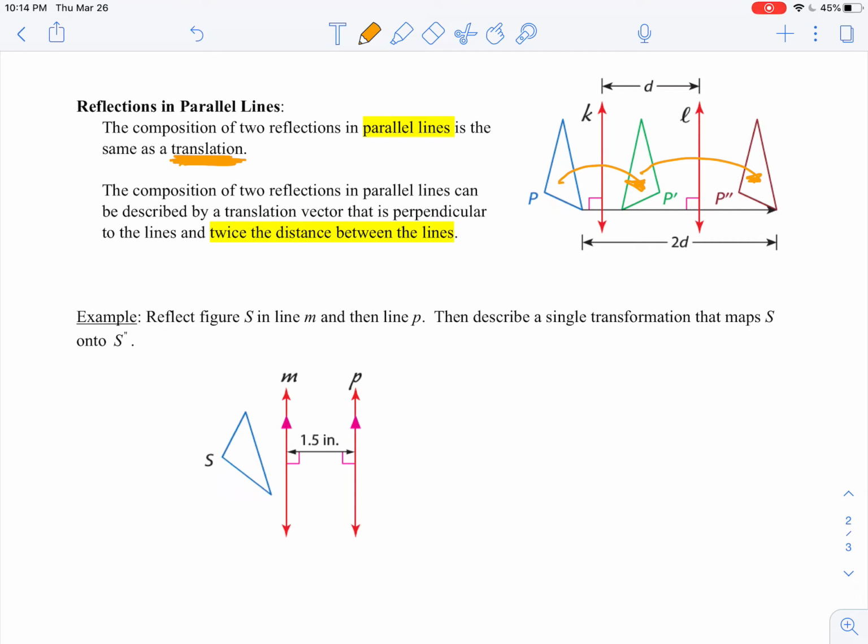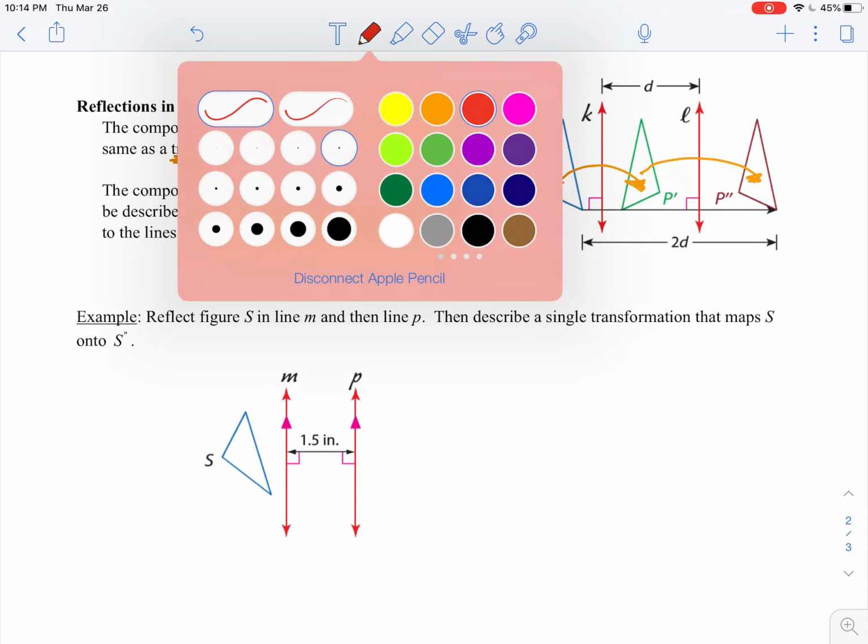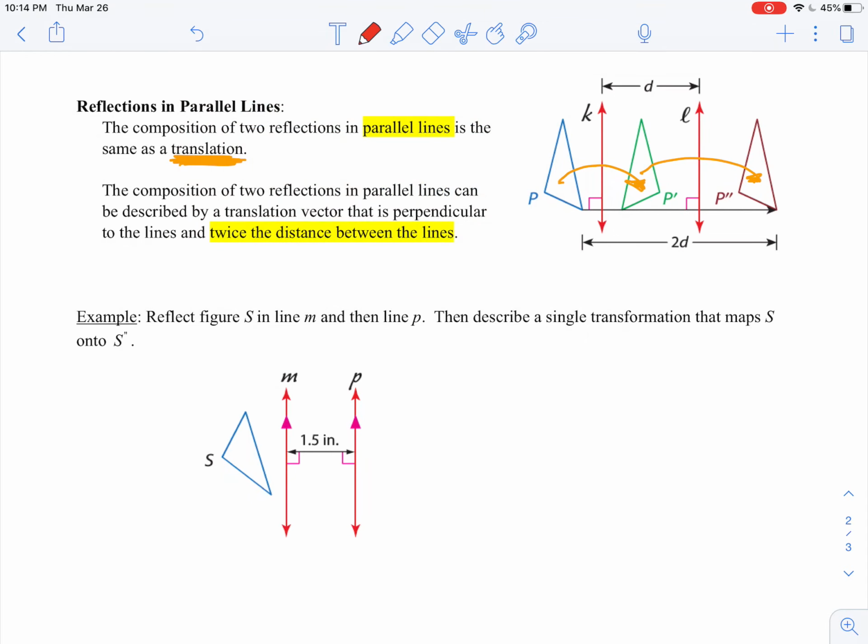The idea here is that performing those two reflections is the same thing as if we had just taken our original triangle P and slid it over, translated it, to end up with triangle P double prime. That translation is along a vector twice as long as the distance between the two parallel lines.